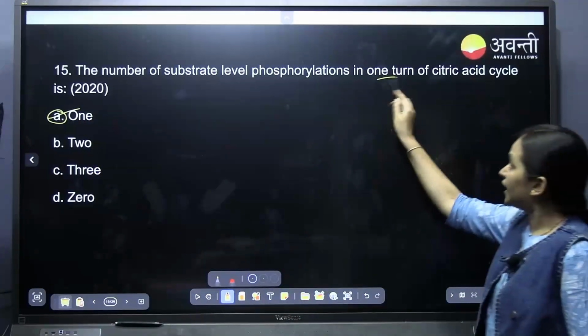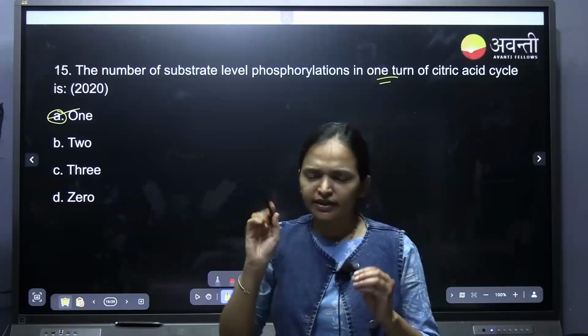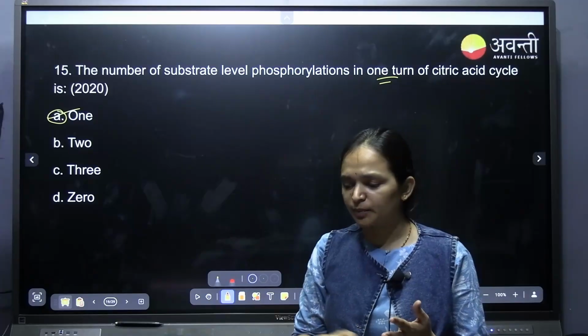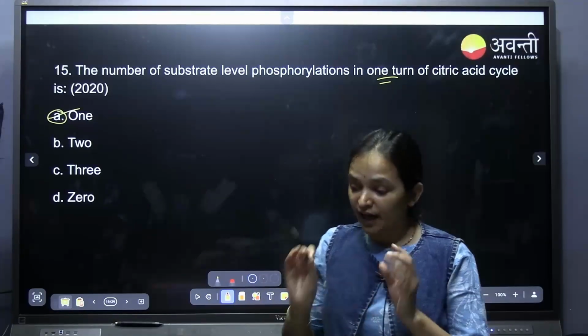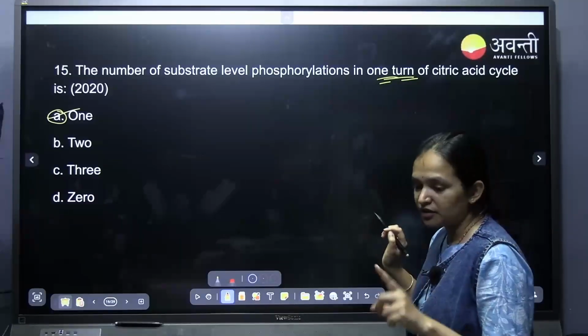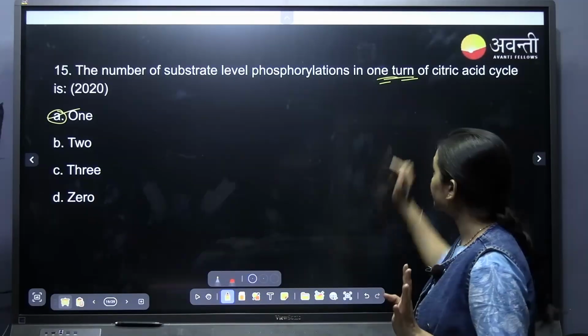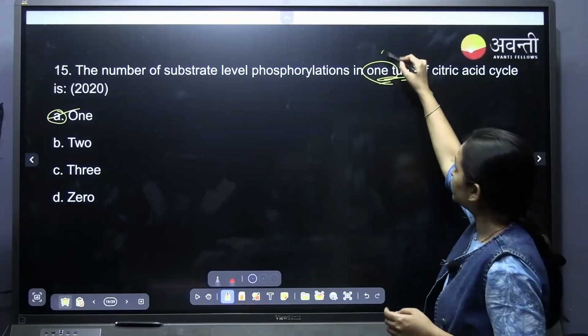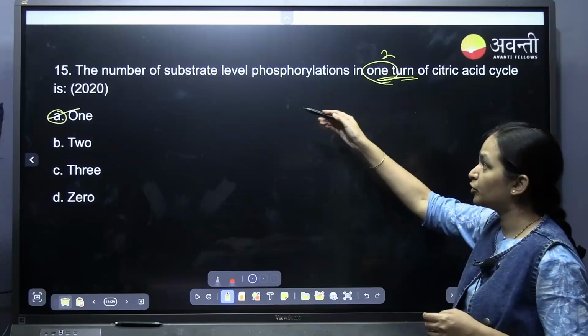Everywhere, whenever you are reading especially photosynthesis in higher plants and respiration in plants, always mark how many turns they have given. It could be 1 turn, 2 turns, 3 turns. Mark it. Understood? If they have given 2 turns, then how many molecules will it be?